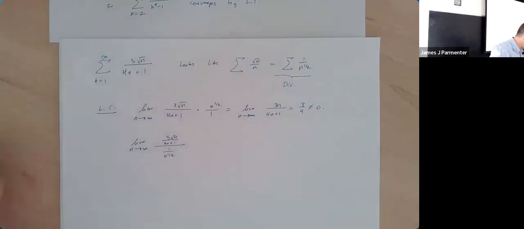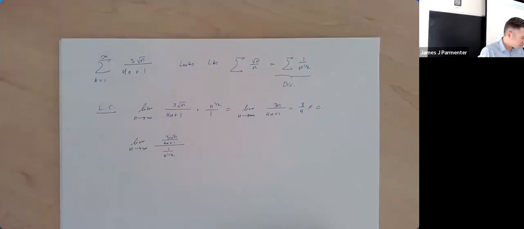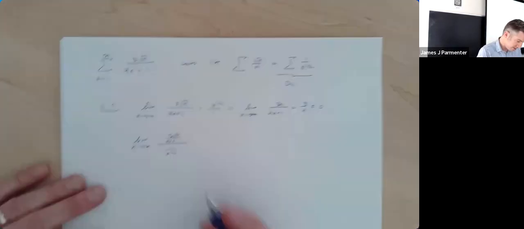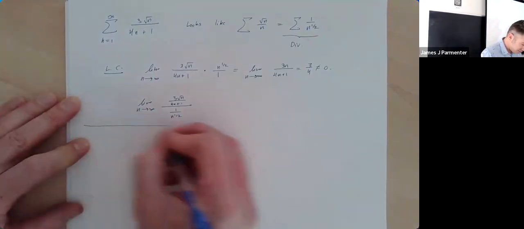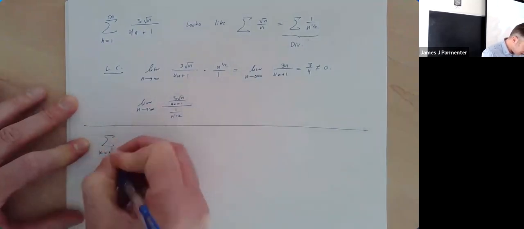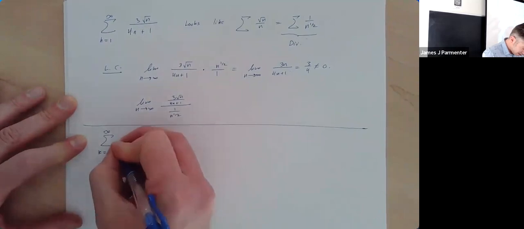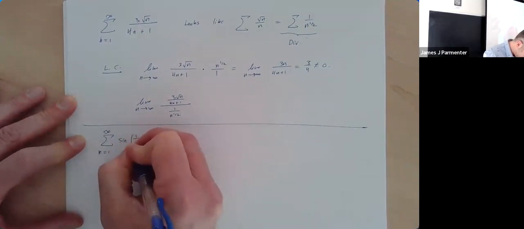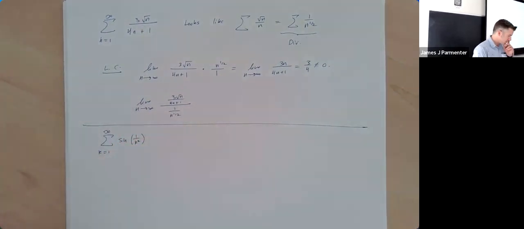I feel like I have some examples here. Yeah, I do. So let's look at this fun example. The sum from k equals 1 to infinity, I'm trying to use k again, of sine of 1 over k squared.